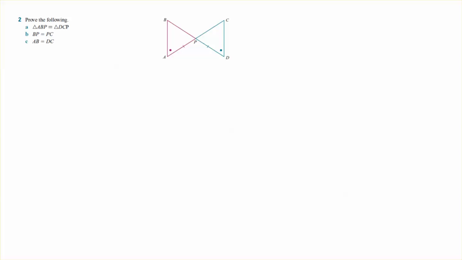Okay, so I'm going to do an example congruence proof. This is question 2 from the exercise that you are going to do. Prove that ABP is congruent to DCP. Alright, so we've got two triangles. They look like they're joined at point P.